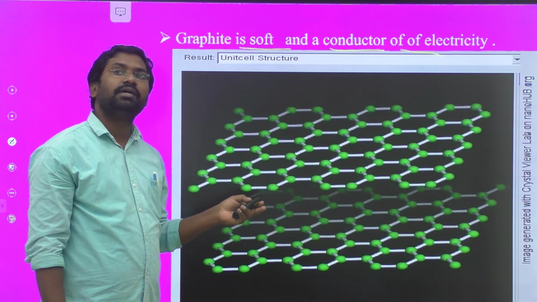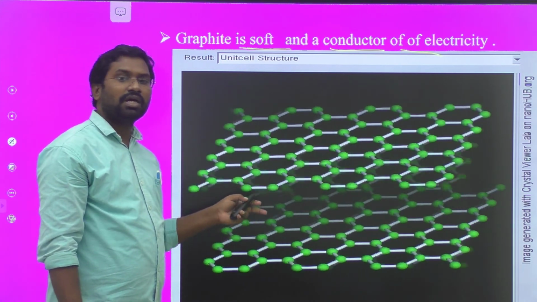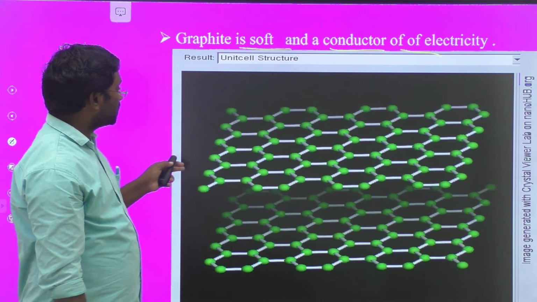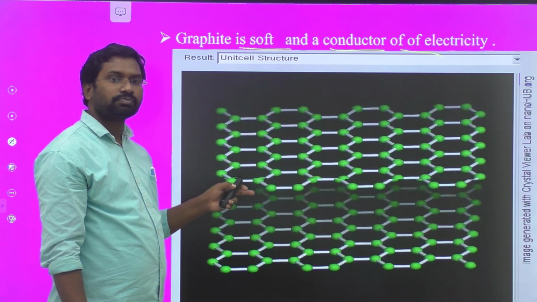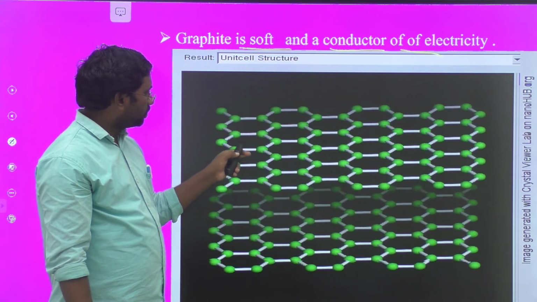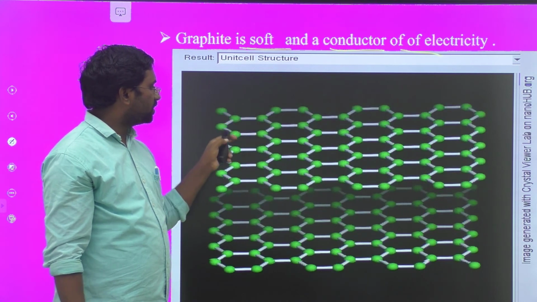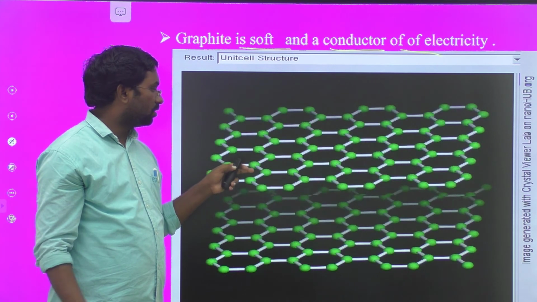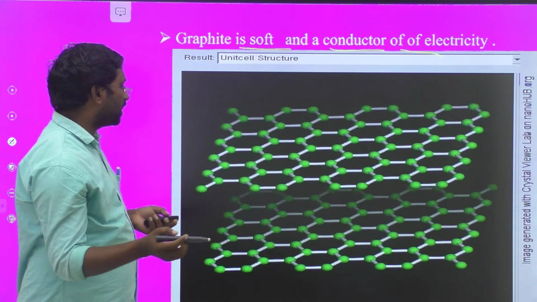So what is the reason behind this in the case of graphite? Why does graphite act as soft and a conductor of electricity? Look at this image clearly. You have to see in the structure that each carbon atom is bonded with three neighboring atoms. In the structure of graphite, carbon atoms are arranged in hexagonal rings, and each carbon atom is bonded with three neighboring atoms, and the fourth valency electron of each atom is present between the two atoms.